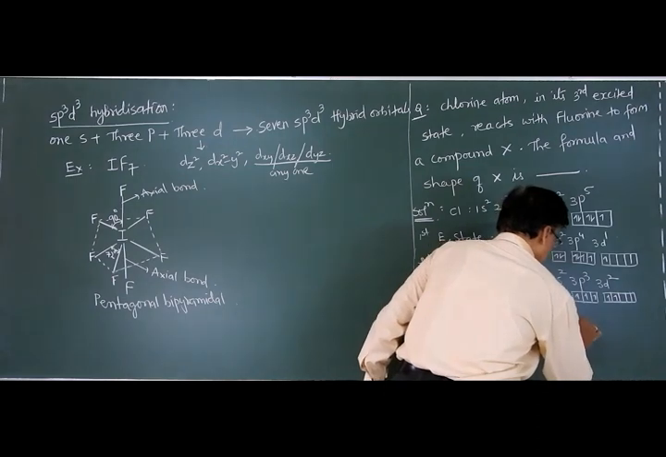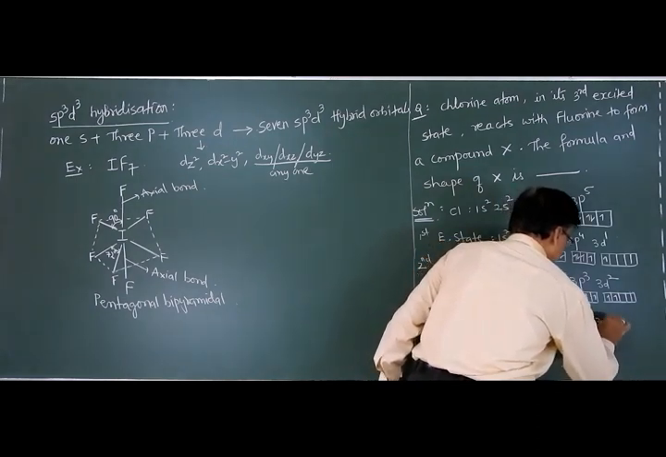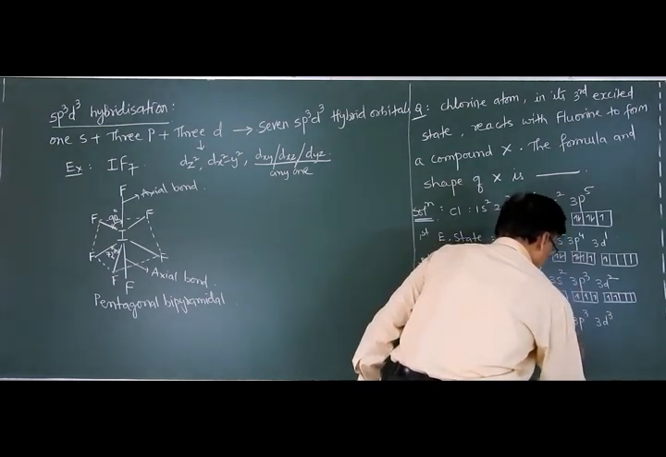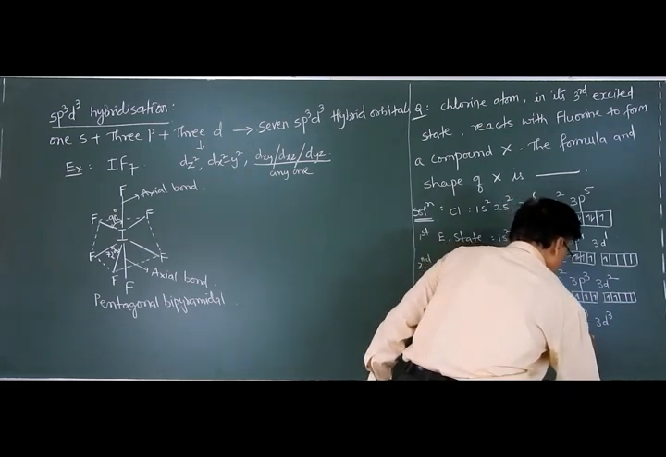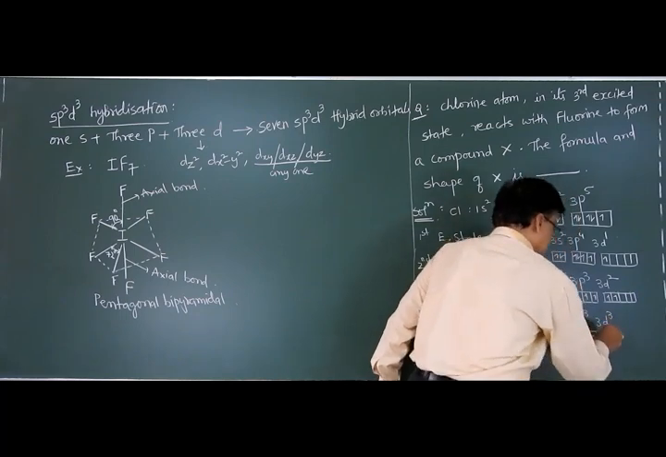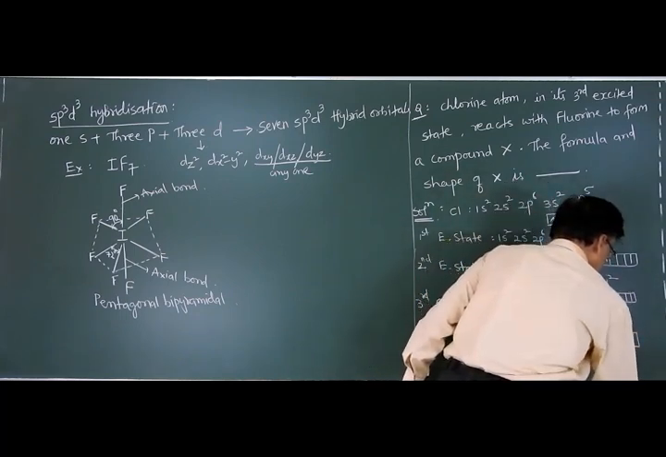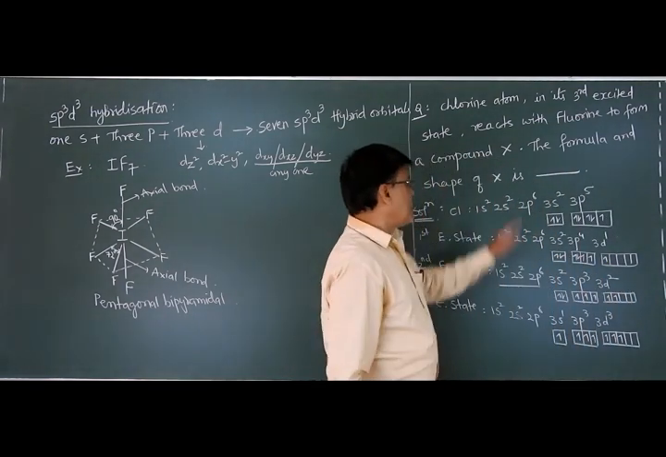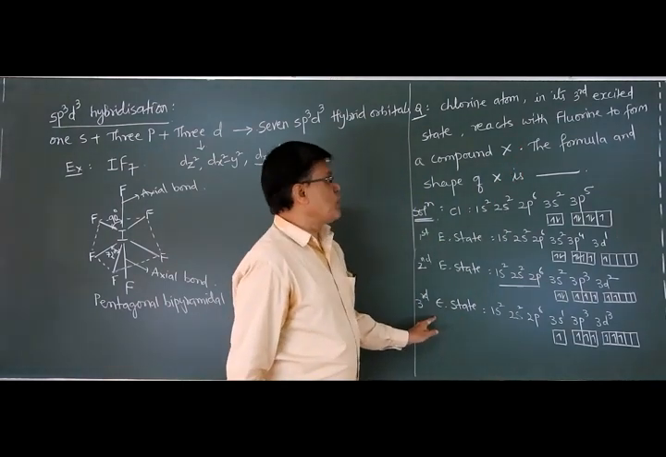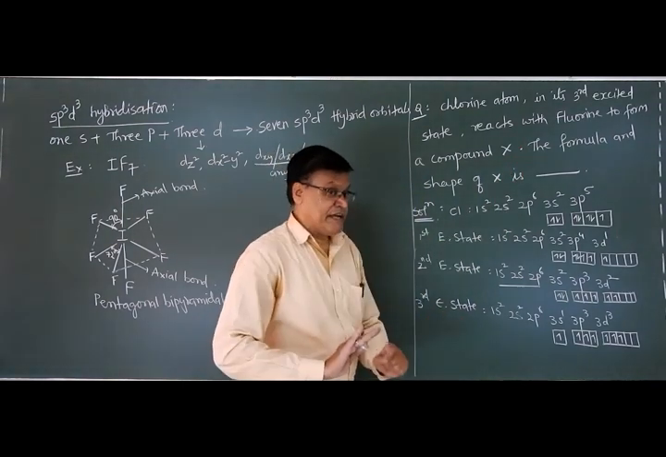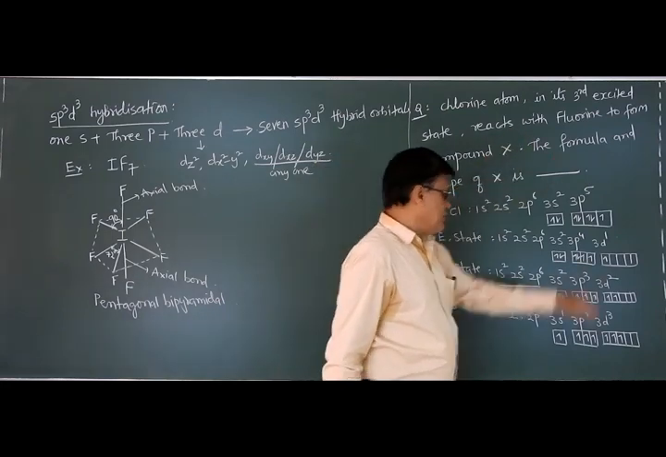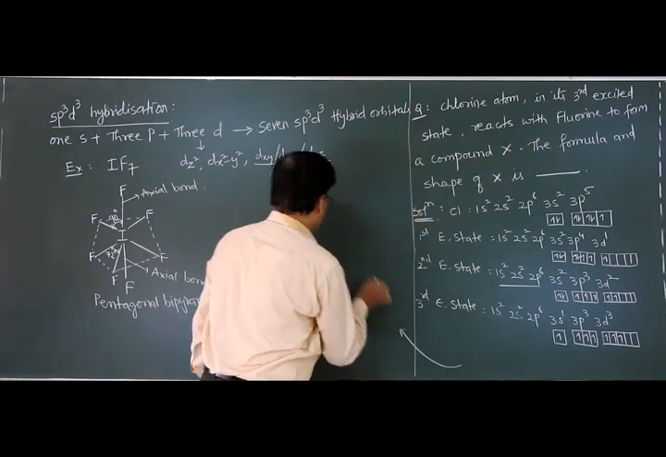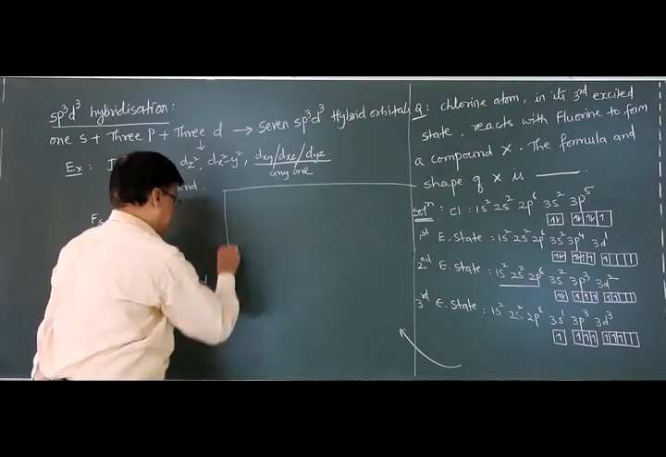3s1, 3p3, 3d3. 3s has 1 electron, 3p has 3 electrons, 3d has 3 electrons. According to the question, third excited state. The chlorine atom in its third excited state reacts with fluorine. I will come to this side. See here, it reacts with fluorine.